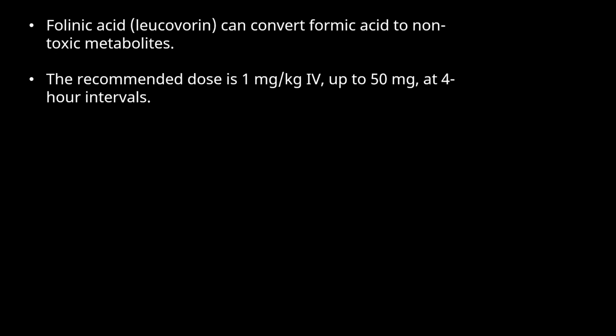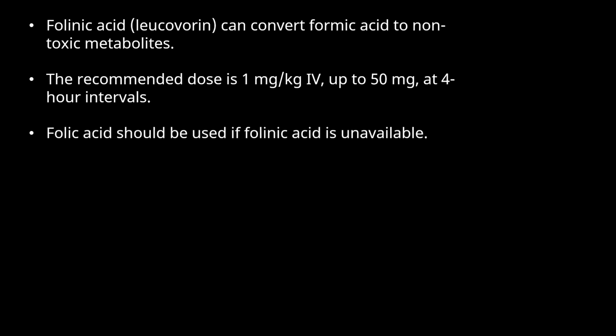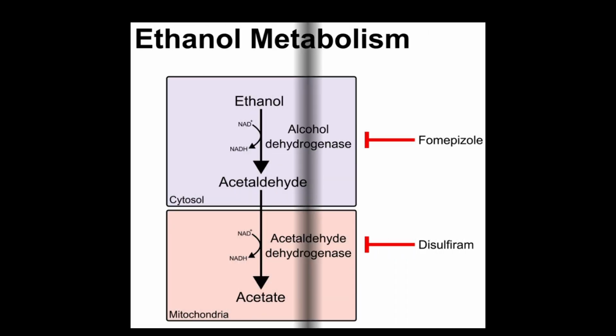Folinic acid can convert formic acid to non-toxic metabolites. The recommended dose is 1 mg per kg IV, up to 50 mg, at 4-hour intervals. Folic acid should be used if folinic acid is not available. So that's it about methanol poisoning.